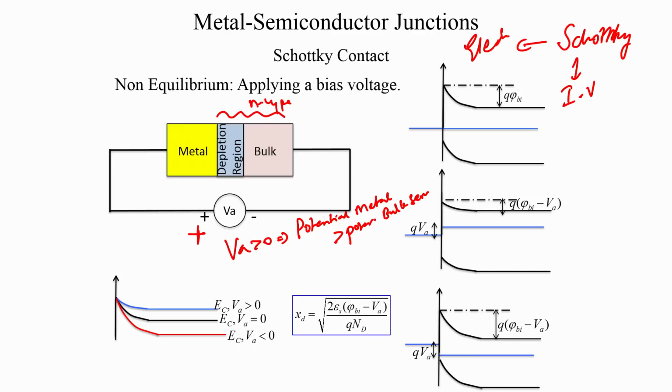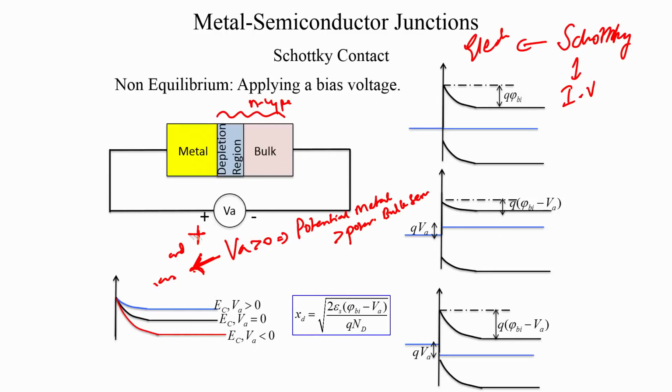Now, we will call VA being greater than 0 as forward bias. You might have heard this term in the context of diodes, and in fact the Schottky junction does behave like a diode. Although we have not formally discussed diodes, if you have heard of diodes before, then you might have heard the term forward bias. Nevertheless, let us go ahead and call this condition forward bias. And when VA is less than 0, it is called reverse bias.